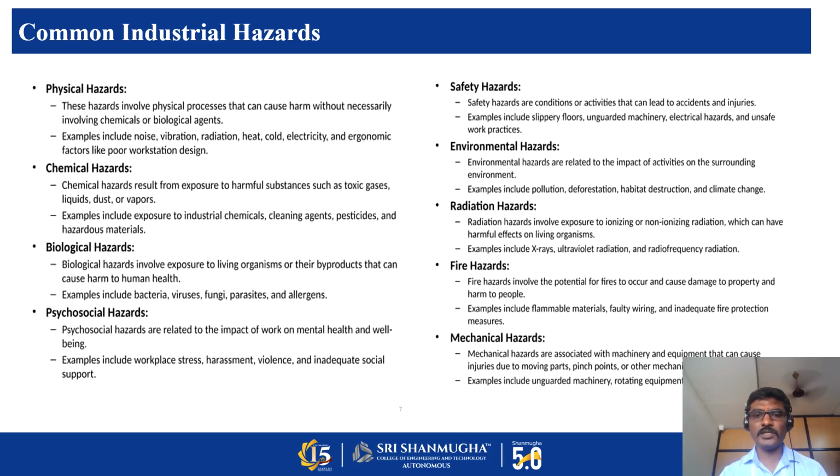Environmental hazards are related to the impact of activities on the surrounding environment. Radiation hazards involve exposure to ionizing or non-ionizing radiation, which can have harmful effects on living organisms. Fire hazards involve the potential for fires to occur and cause damage to property and harm to people. They include flammable materials, faulty wiring, and inadequate fire protection. Mechanical hazards are associated with machinery and equipment that cause injuries due to moving parts, pinch points, and other mechanisms.